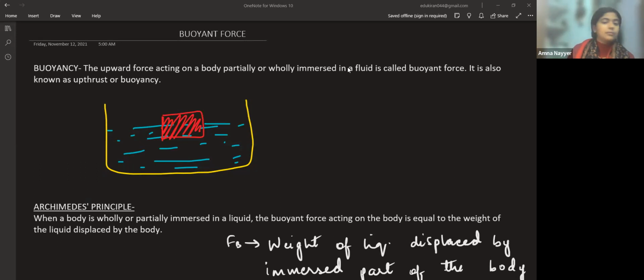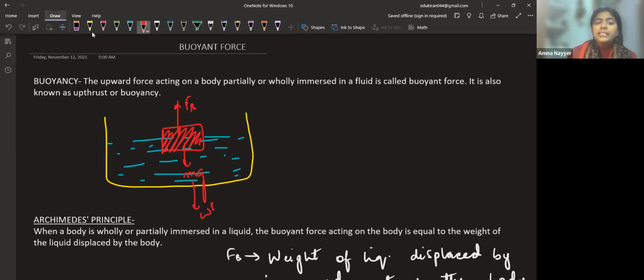Suppose this is the box I have taken. This is the water. I am putting it in. So here downwards mg will be acting, that is the weight, but upwards a buoyant force will be acting. This entire concept is known as buoyant force.